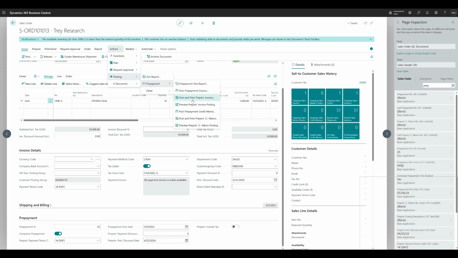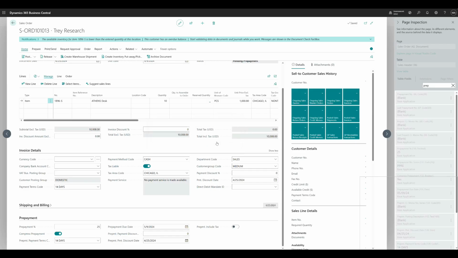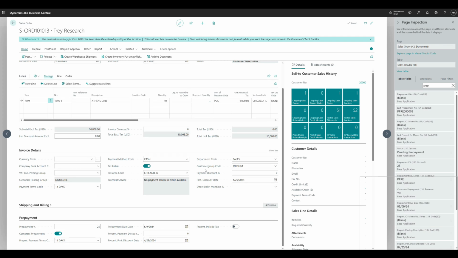and let's just go ahead and do it for real this time. Post prepayment invoice, yes, and the prepayment invoice is posted, the payment of the prepayment is posted. Let's just go now ahead and say that we don't really require cash for the remaining amount, which was from 10,000. The customer paid 2,500, so we're expecting about 7,500 in the remaining amount to be invoiced. So let's post the invoice.